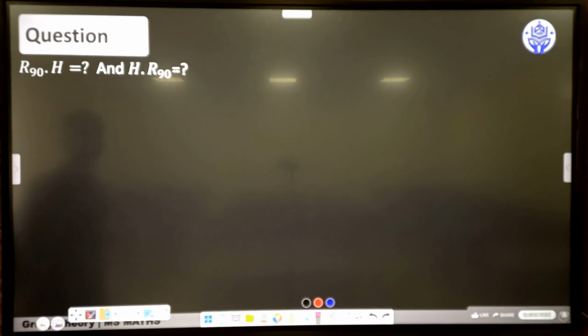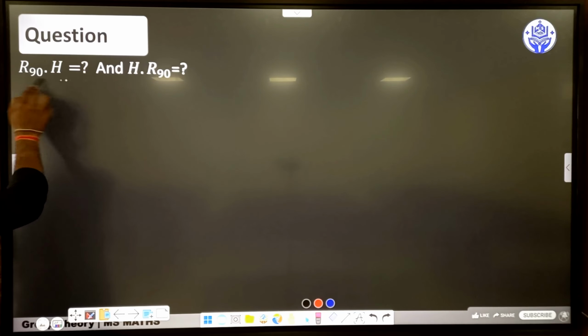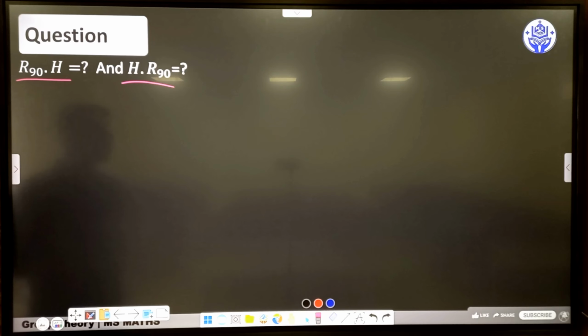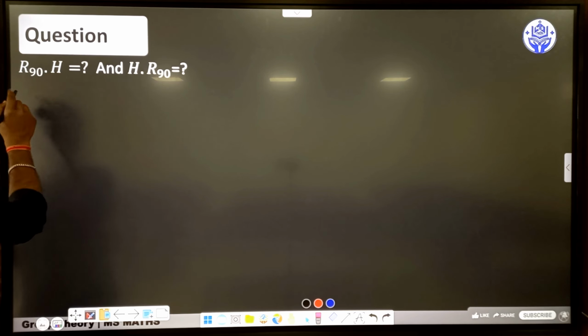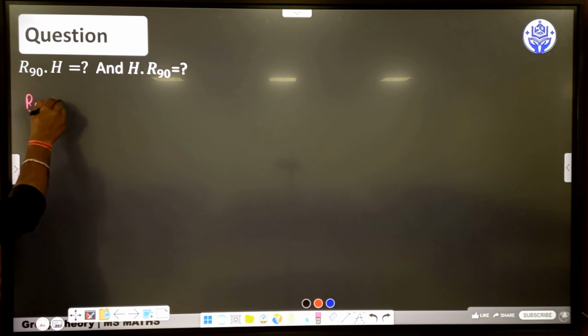I have one more question here. What about R90 into horizontal? Are these both equal or not? That we can also see. And if it is not equal, then how can we proceed? So I will solve R90 into horizontal. Just start from here only.